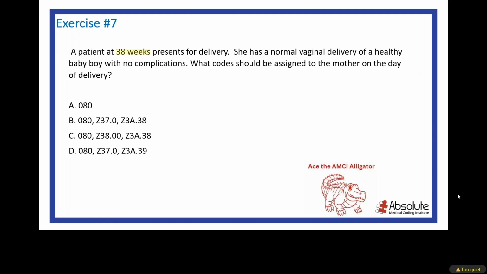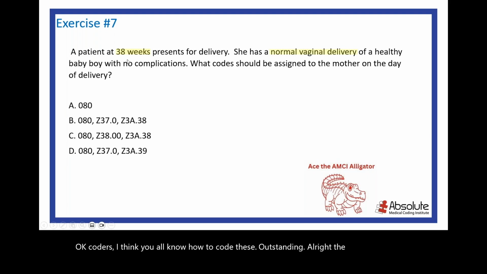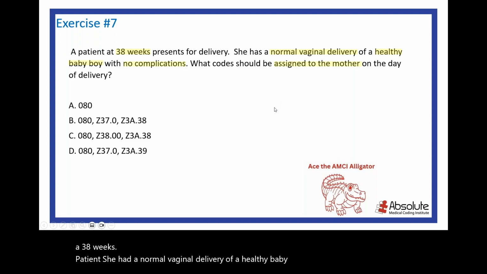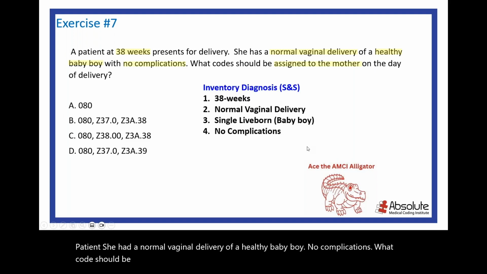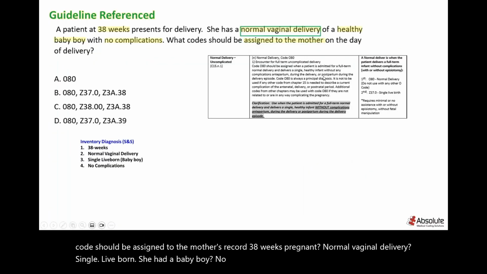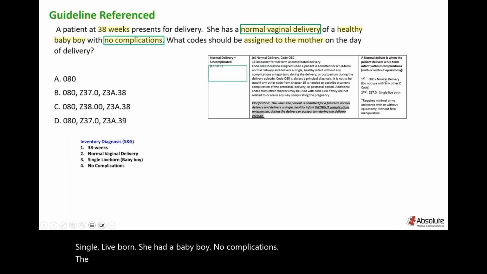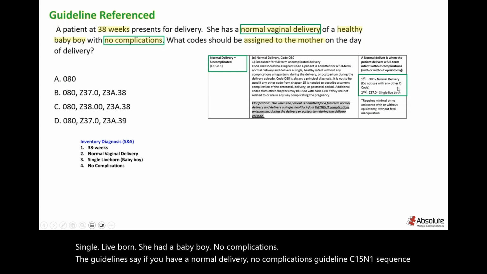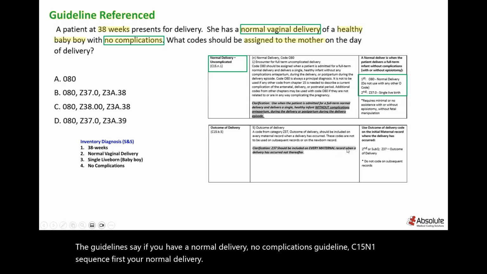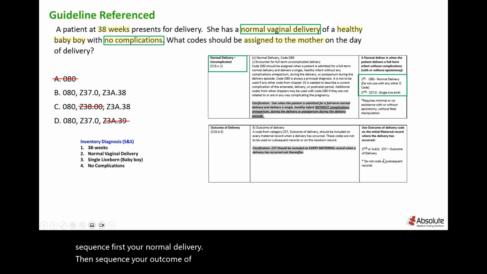Okay, coders. I think you all know how to code these. Outstanding. All right, the key words. We have a 38 weeks patient. She had a normal vaginal delivery of a healthy baby boy, no complications. What code should be assigned to the mother's record? 38 weeks pregnant, normal vaginal delivery, single live born. She had a baby boy, no complications. Well, the guidelines say if you have a normal delivery, no complications, guideline C15N1, sequence first your normal delivery. Then sequence your outcome of delivery second, Z37.